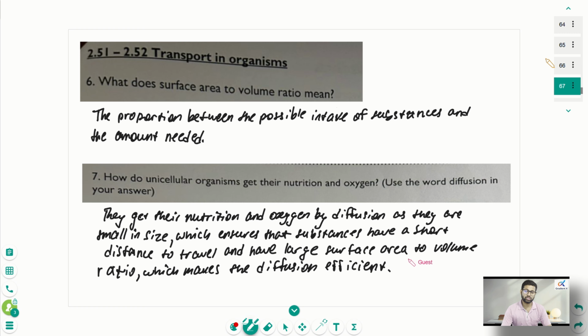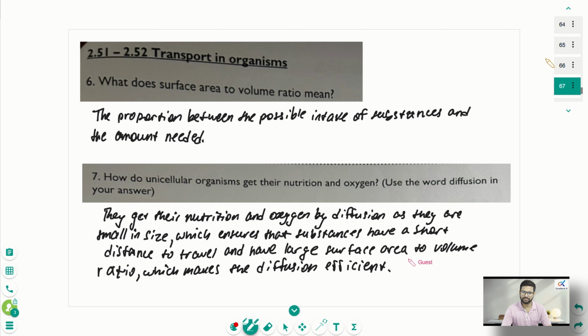The proportion between the possible intake of substances and the amount needed. Are you sure? Also, I could say excretion of the amounts, probably. It is surface area divided by the volume, right? Basically, it determines how efficiently a substance can perform diffusion, right? Or how efficiently inside an organism the diffusion is taking place. You can also say that.